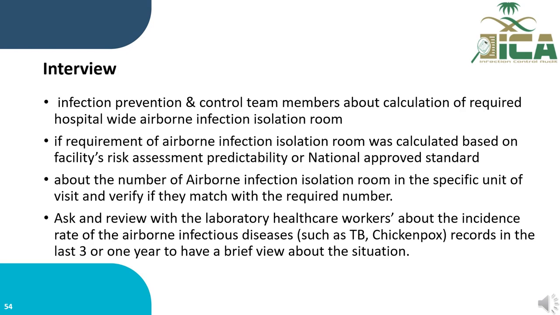For the interview, you need to interview the infection prevention and control team members, and start by asking about the calculation of the required hospital-wide airborne infection isolation rooms. You can ask them whether this requirement was calculated using the facility risk assessment or the national approved standard. You can also ask about the number of airborne infection isolation rooms in the specific unit of visit and verify if they match the required number.